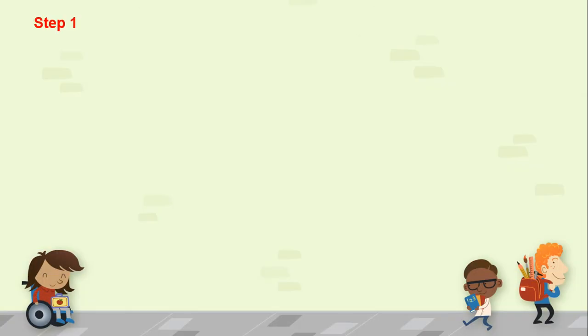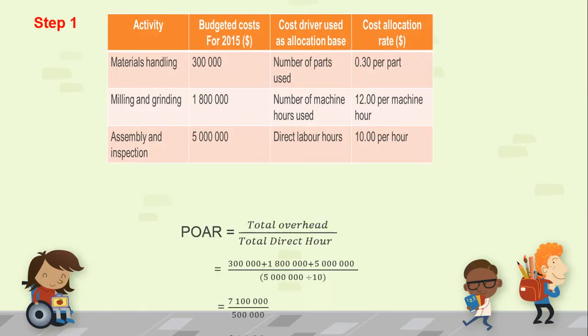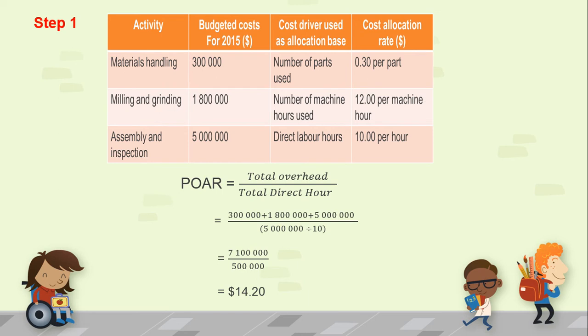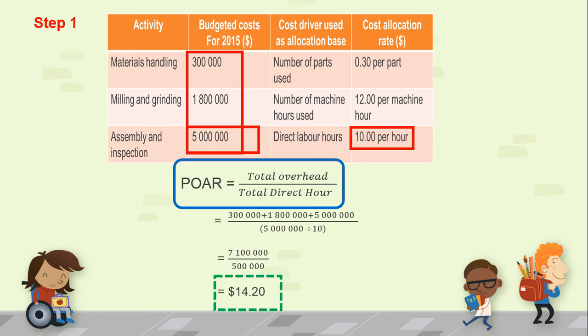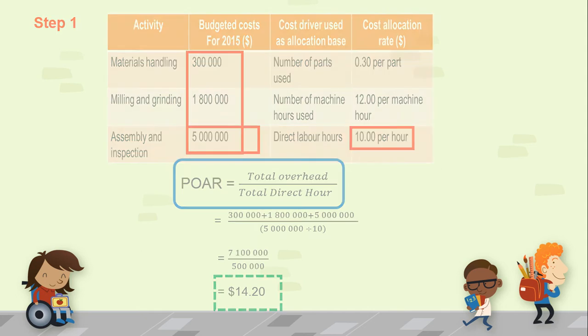It's the same theme as ABC, step 1. But in POAR, it has a formula, which is total overhead over the total direct labor hours. So we need to add up all the total overhead, which is the material handling, milling and grinding costs, and assembly and inspection costs, which will give you this amount, and you need to divide it by the direct labor hours, the assembly and inspection cost divided by the $10 per hour. And finally, you will get $14.20 for the POAR cost.